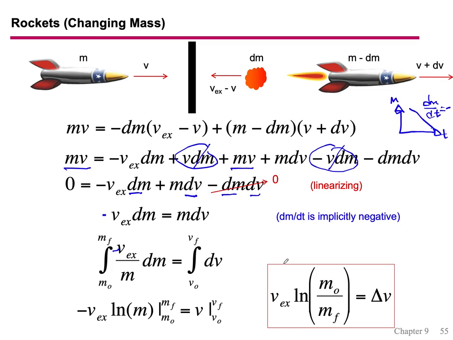And it turns out the change in velocity of the rocket is just given by the exhaust velocity times the natural log of the initial mass of the rocket divided by the final mass. And this is the key. And we're going to use that in a bunch of ways. And let me just show you how it's used now.